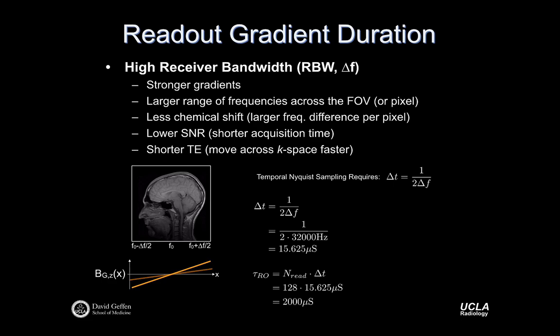So that sounds good. You've gone faster by playing a stronger gradient, but the downside to scanning faster is that you don't have as many cycles of precession per dwell period, and that means you'll have lower signal to noise. You'll have just as much noise, but you won't have as many averages coming from all of those cycles of precession. So there's always upsides and downsides to whether you want a high receiver bandwidth or a low receiver bandwidth.